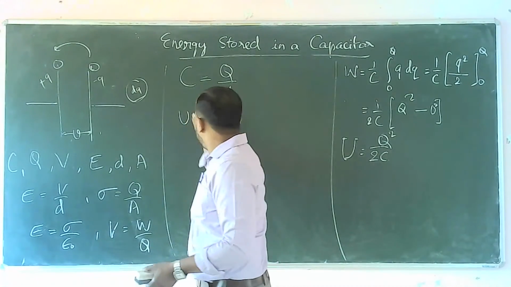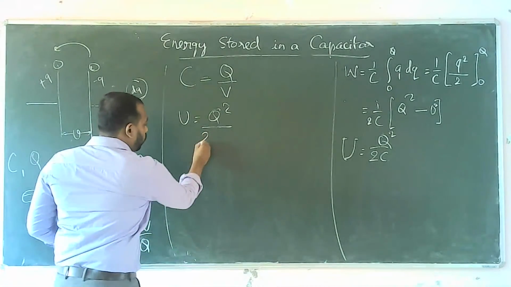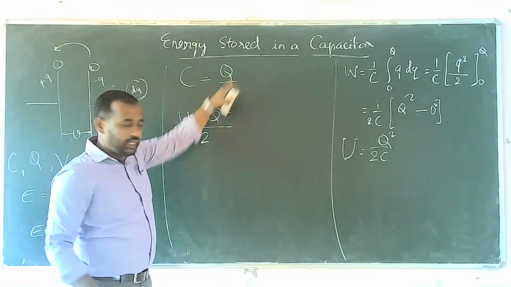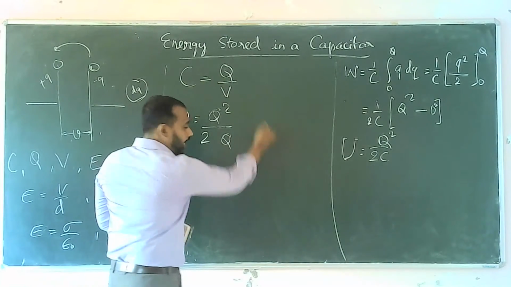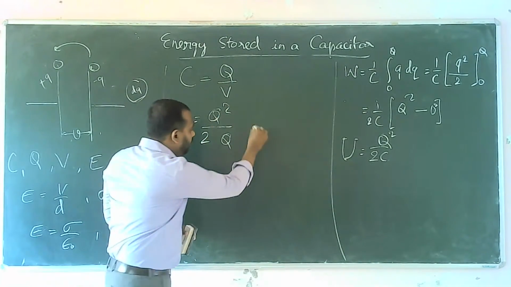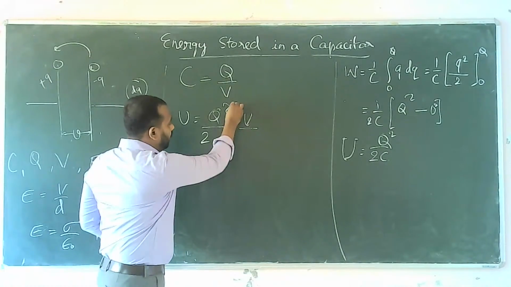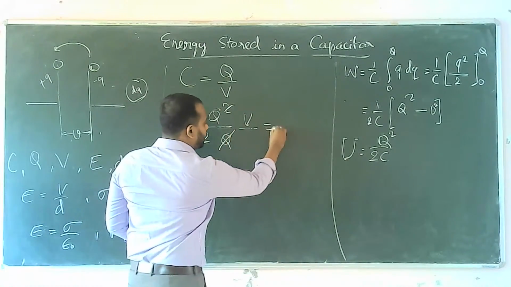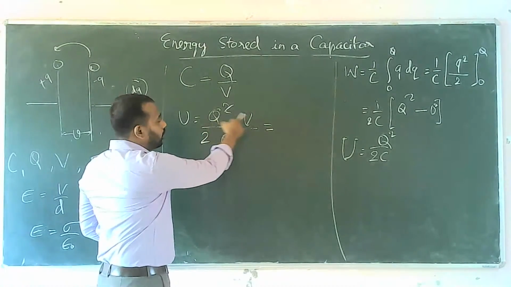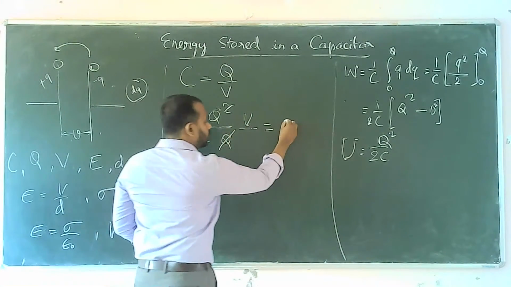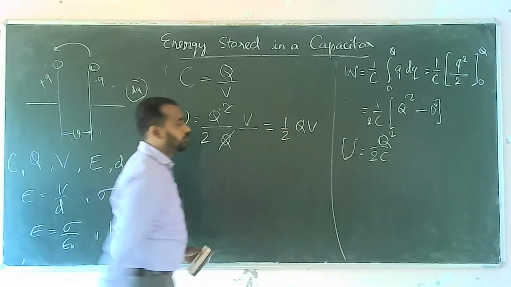So U should be equal to Q square divided by 2 into C, which is equal to Q divided by V, and since by rearranging, V goes to the numerator. Therefore, Q and Q get cancelled. Therefore, this expression can be written as how much? Q into V divided by 2. So, therefore, it will be equal to 1 by 2 QV.